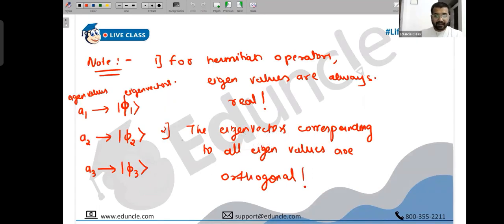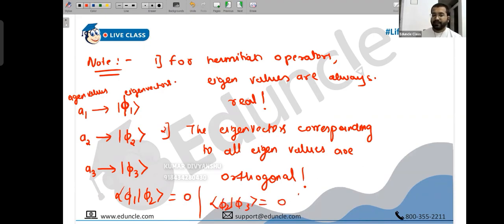So I was explaining this. The eigenvectors corresponding to all eigenvalues are orthogonal. It means we have got eigenvalues, we have got eigenvectors. Now they are orthogonal means what? If you calculate phi 1, phi 2, the answer will be 0. Orthogonal. If you calculate phi 2, phi 3, the answer will be 0. It will keep on happening. Okay? Next. Proceeding ahead.